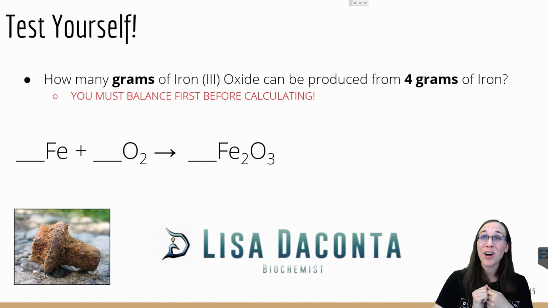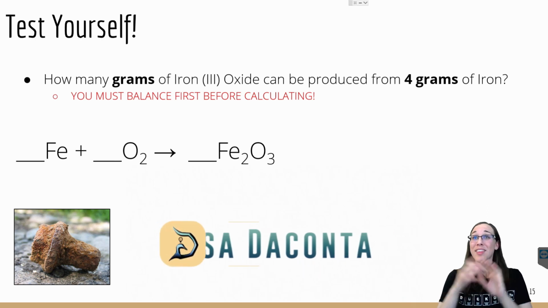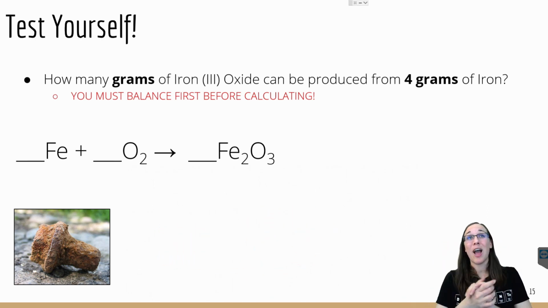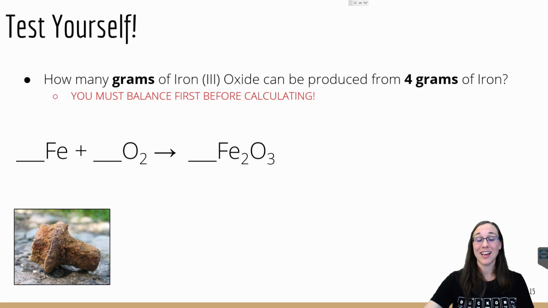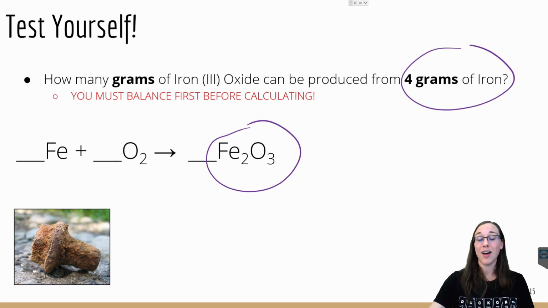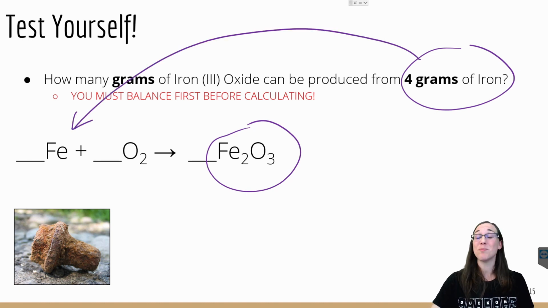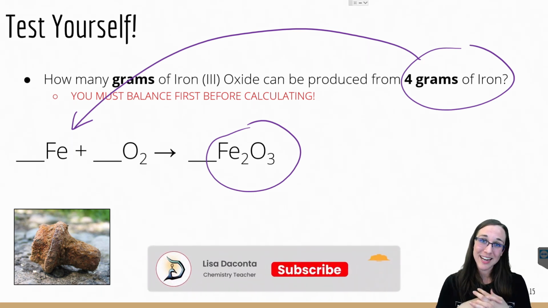So before you move on to part 2 of mole ratios, make sure that you give this question a try. How many grams of iron 3 oxide, that's our product, could be produced using 4 grams of iron, this reactant? Make sure you balance that chemical equation before you do any calculating whatsoever. I hope this helps your understanding of mole ratios.